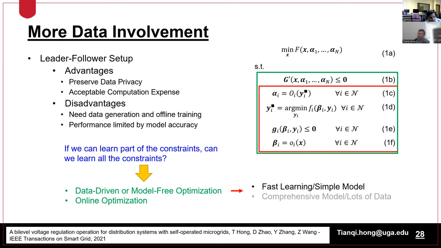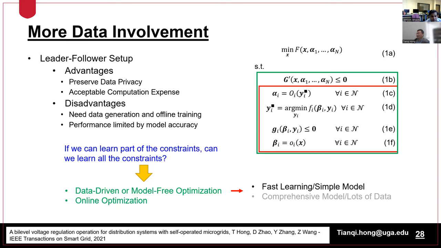Even some people can claim that they can do offline training and generate a result very fast, but during the training process, you need to consider all the potential scenarios of a system, such as all the potential load changes, the configuration of the topologies, and the plug-in devices or EVs, which is a very large data set you need to put into the training models. In that setup, you can output the result very fast. But if an unexpected scenario happens, the solution might not be good.